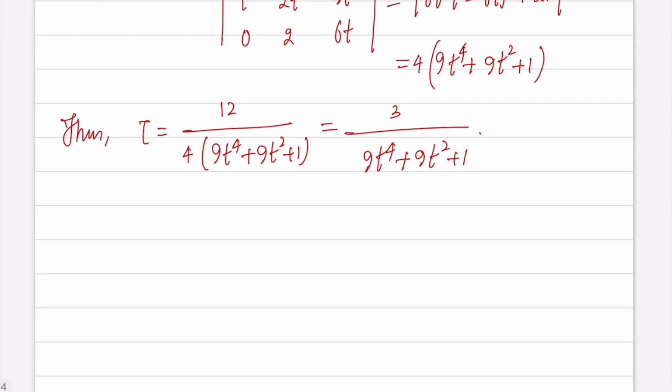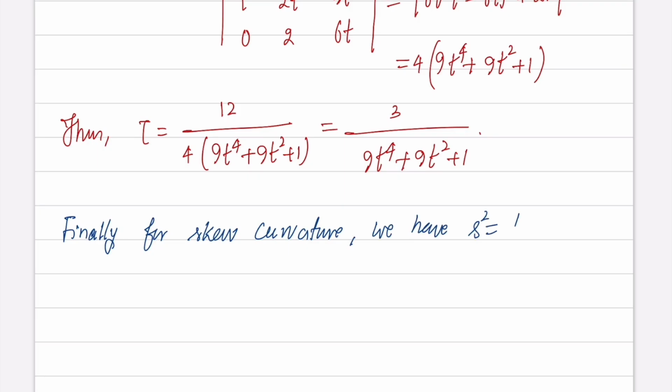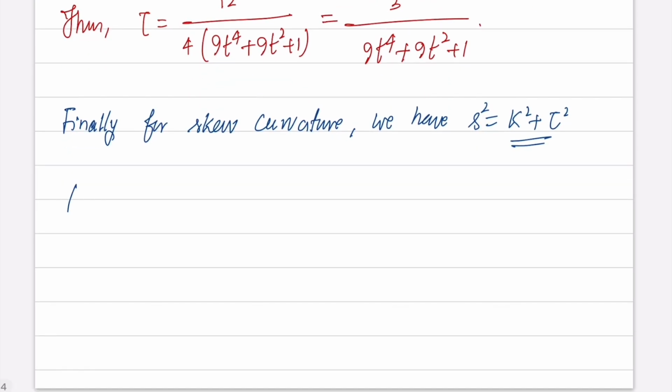Now for skew curvature, we have S squared equal to curvature squared plus torsion squared. So there is nothing new that we have to evaluate for finding the skew curvature. Now let's take up some more exercises for practice purposes.